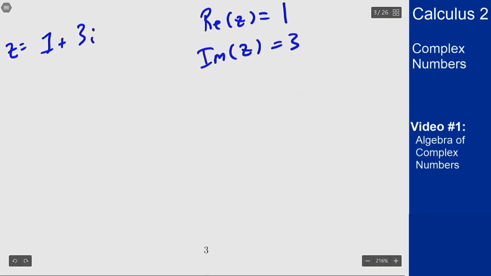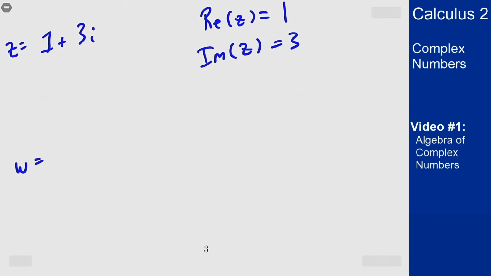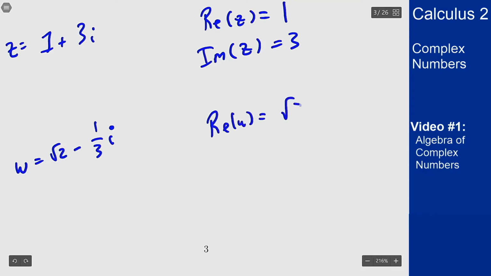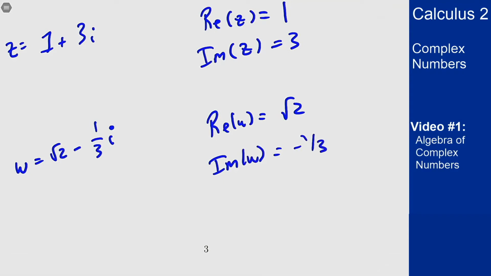Look at something like the number w, which is another letter we'll use for talking about complex numbers, as root 2 minus 1/3 i. These can be any real numbers. They don't have to be fractions. They can be square roots. They can be pi, e, things that can all show up as the real and imaginary parts of numbers. The real part of w is the square root of 2, and the imaginary part of w is -1/3. These are the signs that correspond to how they're set up in the actual number itself.